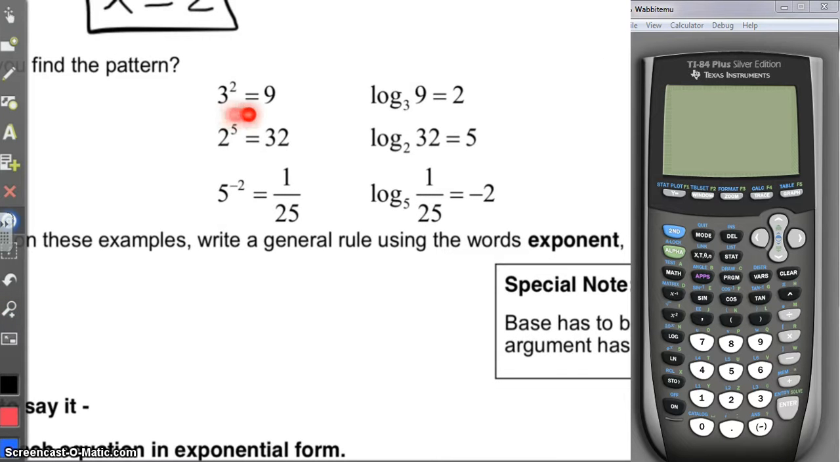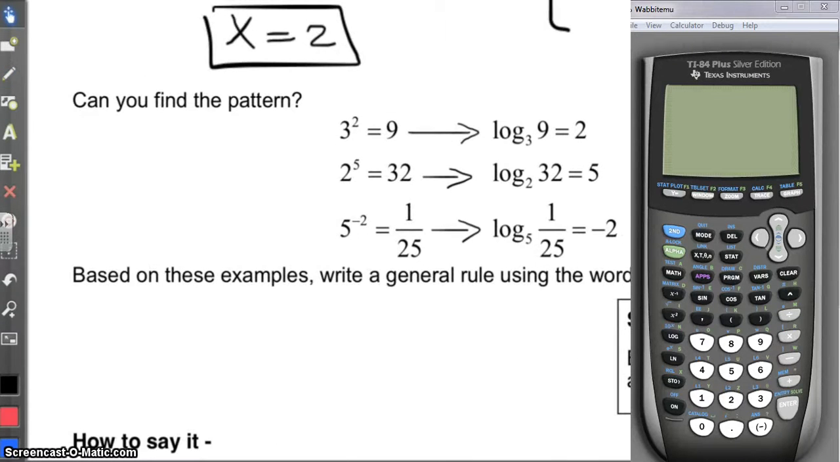3 to the power 2 is equal to 9. To write this from exponential to logarithmic, you would write log base 3 of 9 equals 2. To write 2 to the power 5 equals 32 as a log function, you would say log base 2 of 32 equals 5. And 5 to the power negative 2 equals 1 over 25, you would write log base 5 of 1 over 25 equals negative 2. So what's the pattern?